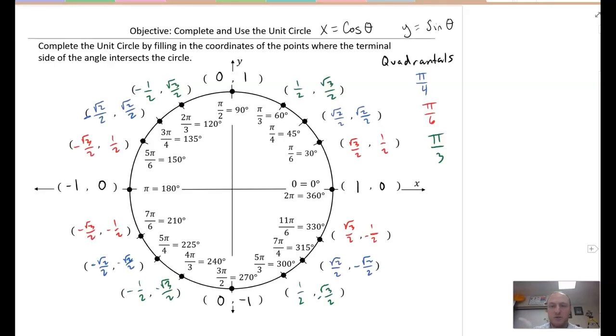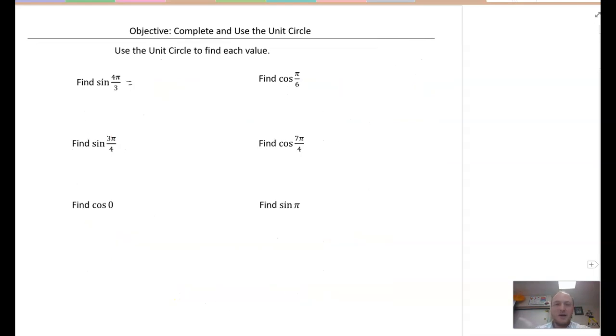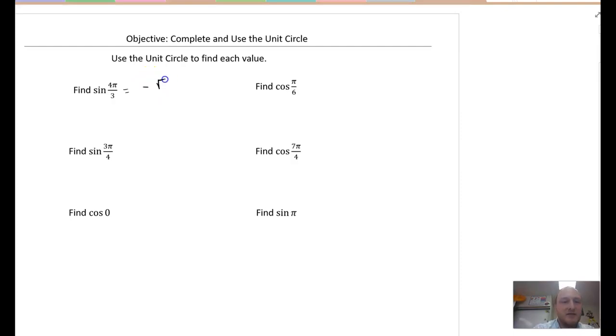So I go to my unit circle and locate where 4 pi over 3 is. Well, it's right there, just past 1 pi. 3 pi over 3 would be just past pi. We want the y value, the sine value, and that happens to be negative root 3 over 2. So I go back to my problem and say this is negative root 3 over 2. And there's your answer. It's that easy. It's the y value. Sine is y.